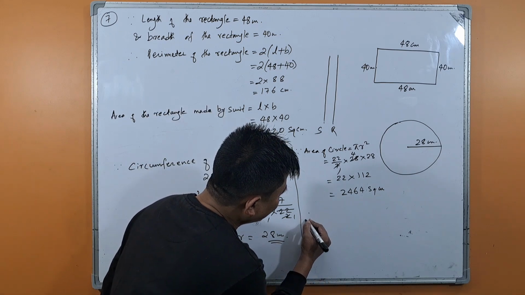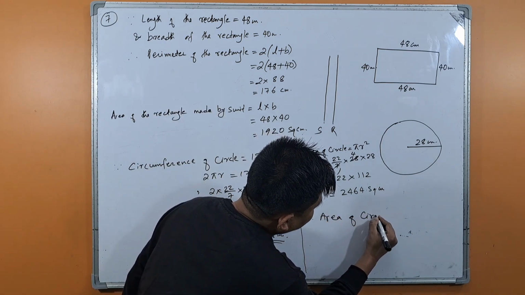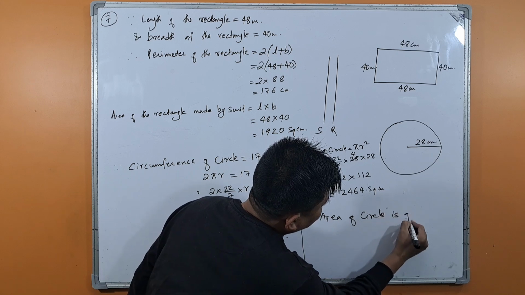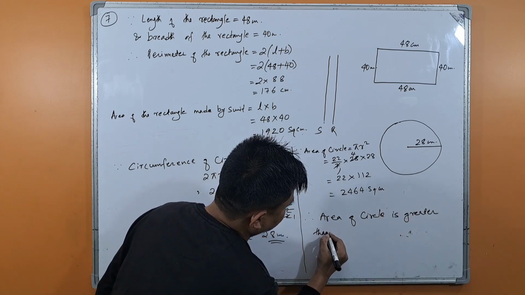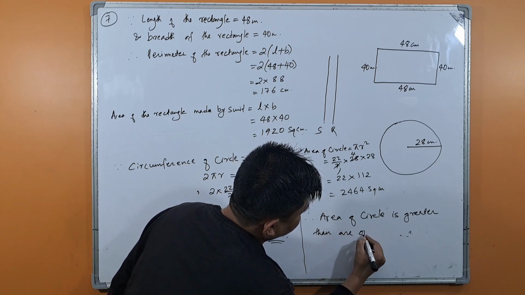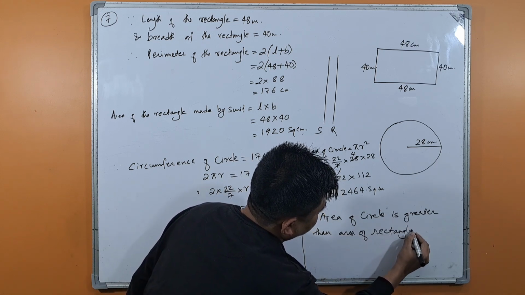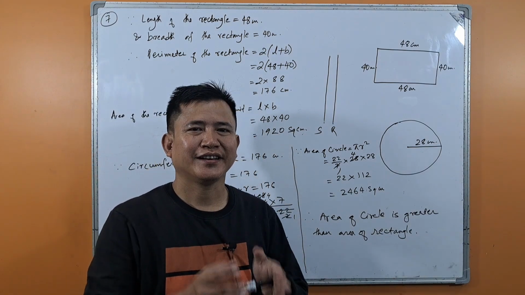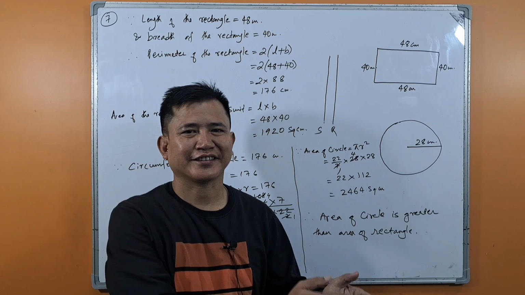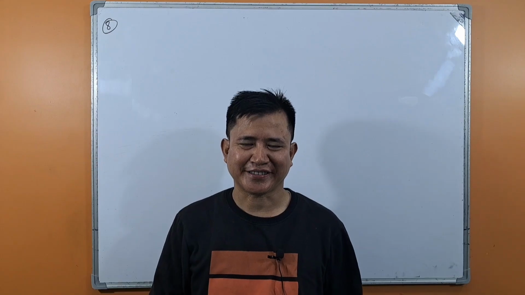Okay, therefore area of circle is greater than area of rectangle. Okay, from this we can conclude that for equal perimeter, area of circle is always greater than the area of a rectangle. Okay, question number 8.